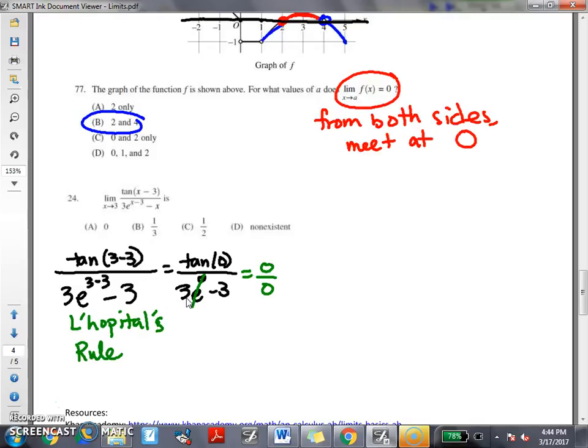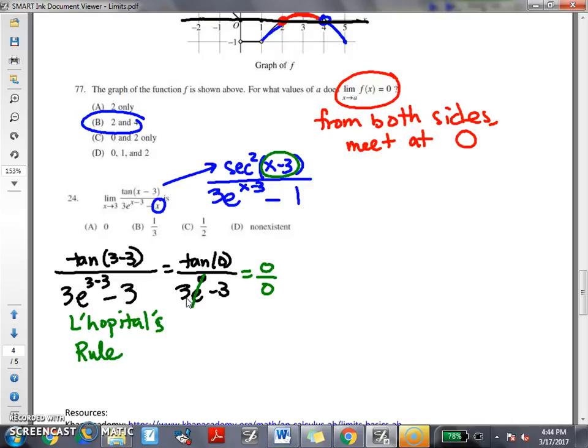Okay, so let me do that. The numerator, the derivative of tangent is secant squared x, but here it's x minus 3. Then I'm going to look inside over here. What's the derivative of x minus 3? It's just 1, so I just times 1 in the front, which is just nothing, so I can pretty much just erase that, because it'll be secant squared of x minus 3 still. Now let's look at the denominator. Okay, so we have 3e to the x minus 3, that's still the derivative, minus the derivative of x is 1.